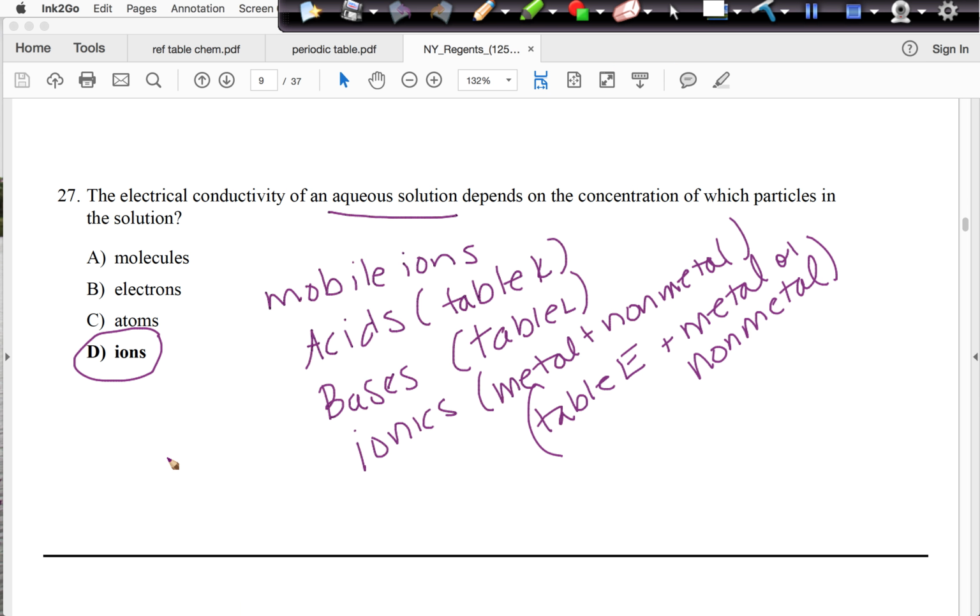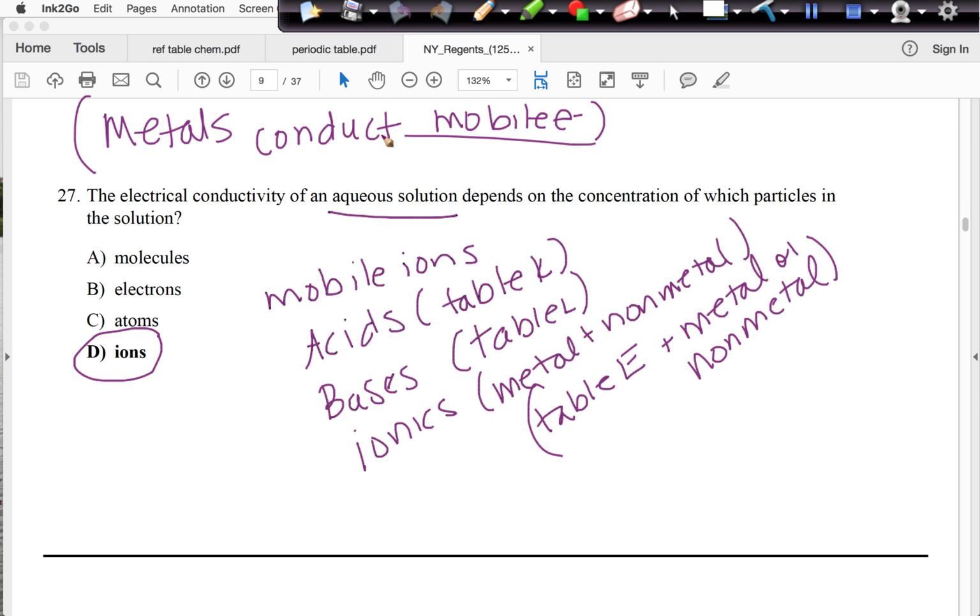That was the one with the light bulb test, where if a solution was an acid solution, a base solution, or an ionic compound solution that was soluble, we would have the light bulb be able to light because the electricity could conduct through the solution. This is different from metals, because metals conduct because of mobile electrons. Metals and solutions conduct for different reasons.